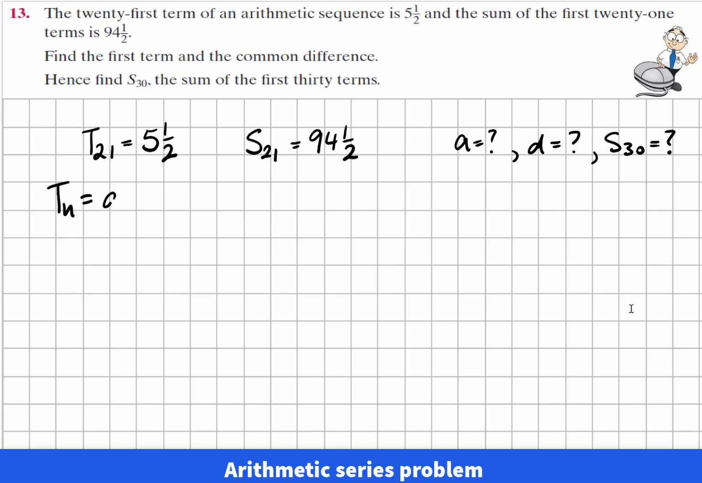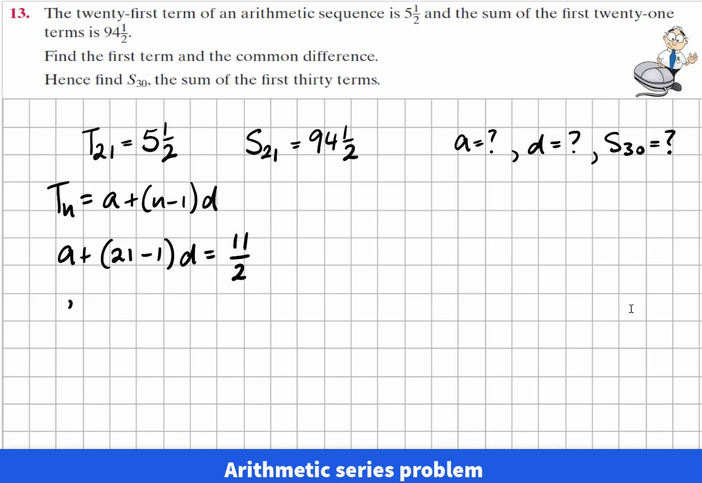So, looking at the term information, what I know is there's a formula in the log table that says term n is equal to a plus n minus 1 times d. So, in our case, we know when n is 21, the answer to this is 5.5. In other words, a plus 21 minus 1 times d is equal to 5.5. I'm going to write it just as a neater fraction. 5.5 is 11 over 2.